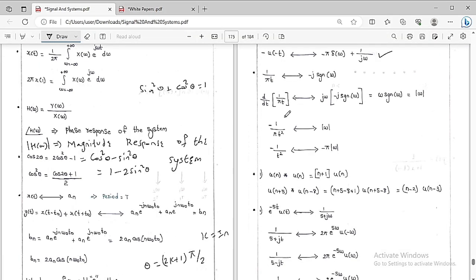So now the next point is 1 by pi t, whose Fourier transform is minus j into signum of omega. So 1 by pi t has this Fourier transform.